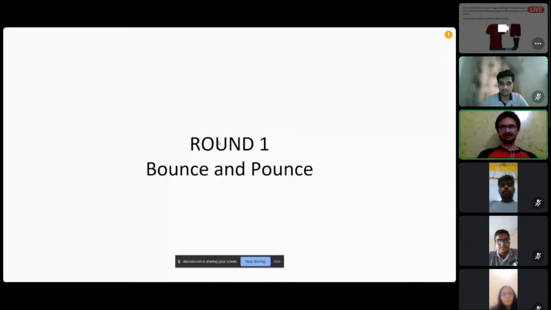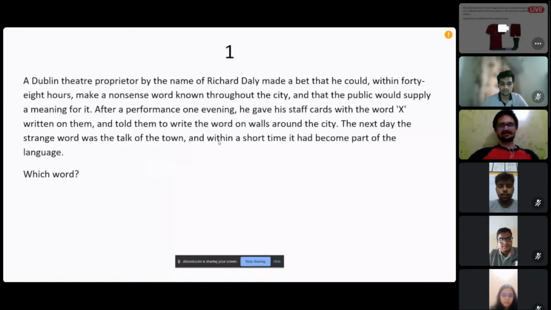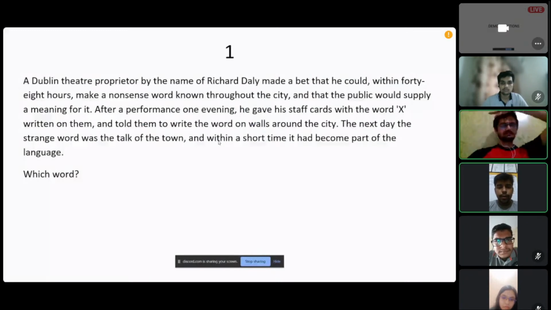This will be a clockwise bounce and pounce. First round. Is the question visible? Okay. Yes. I need a word as an answer.